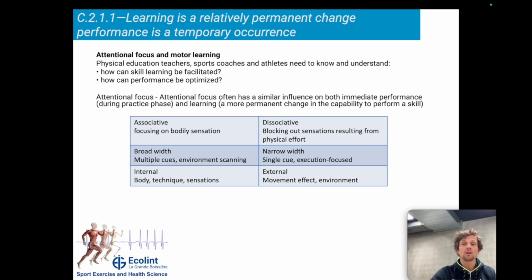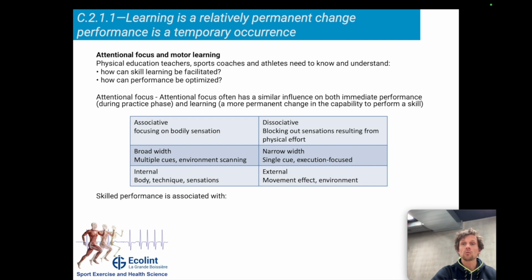Alternatively, focusing on a narrow width, looking at one or two cues that are specifically execution focused of that specific skill. The coach could also promote an internal focus where the athlete is going to be largely taking into consideration the sensations and the feelings of the technique being executed from within their body. Or they could promote an external focus where they're looking at the effect of the movement or the influence of their movement and their play on the environment around them.